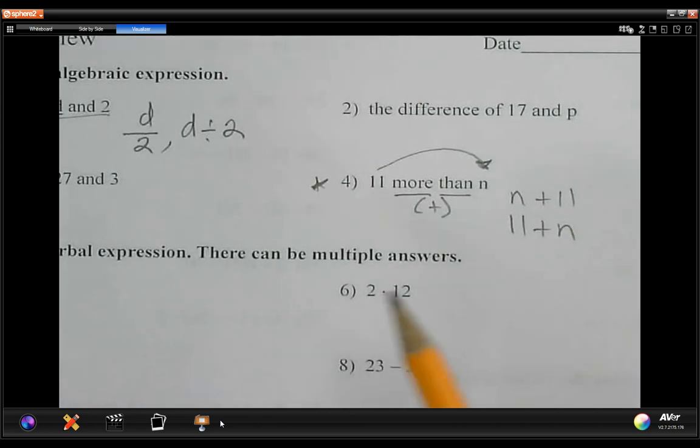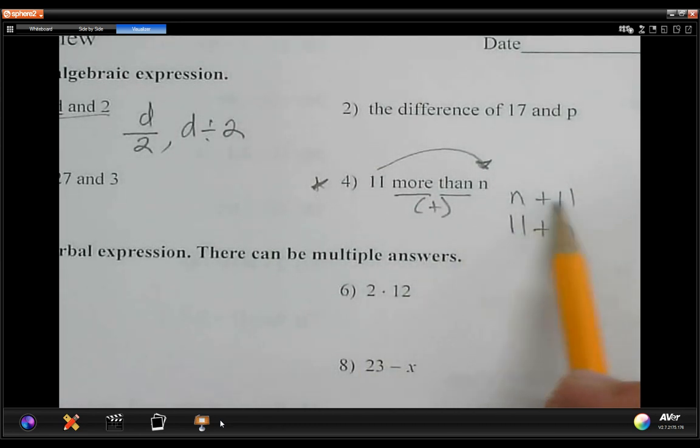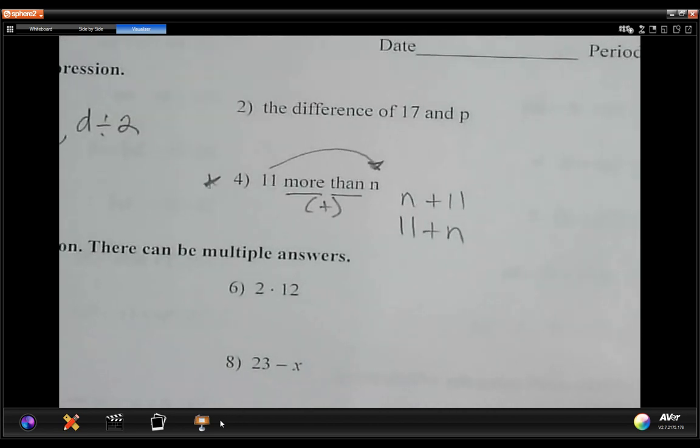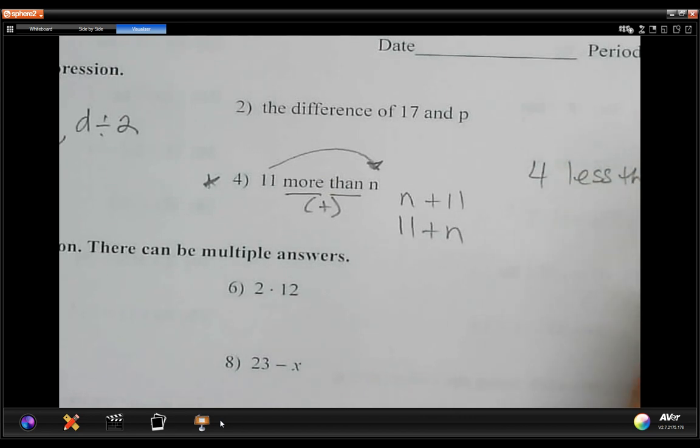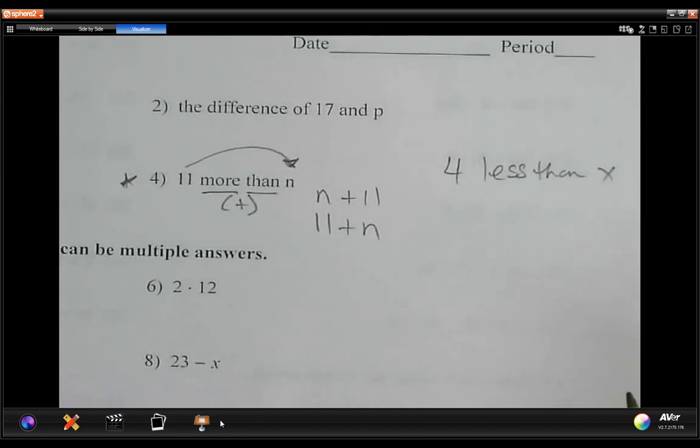Because, for example, let's say I put 1 in for n. Just put the number 1. So 1 plus 11 equals 12, and 11 plus 1 still equals 12. So I still get the same answer. So it doesn't matter as much with addition, but when you're talking about subtraction, then it really does matter. Let me give you an example. So if we had something that said 4 less than x, then it makes a huge difference the way we write that.